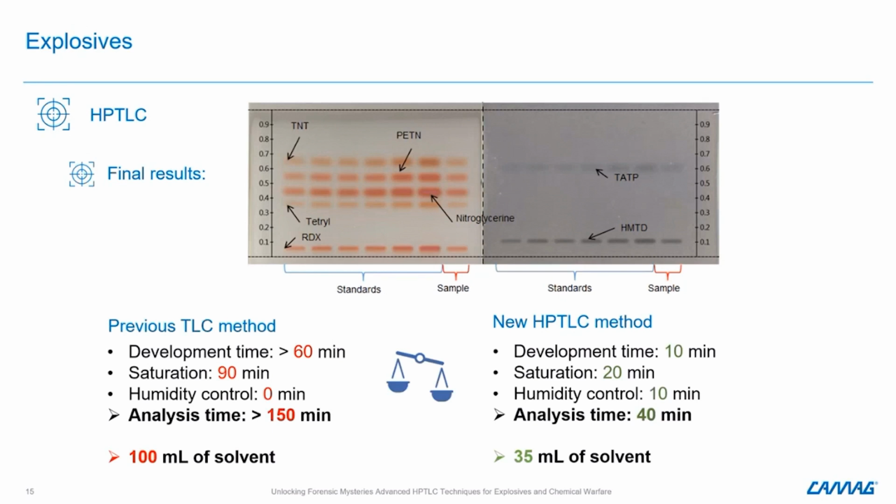the consumption of solvent and time, you see that we succeeded in decreasing the developing time from 60 minutes to 10 minutes. The saturation time was decreased from 90 to 20 minutes. For the HPTLC method, we use 10 minutes of humidity control to be sure that the method will be reproducible. So at the end, for one plate, we decreased the time from 150 minutes to 40 minutes. When you look at the solvent consumption, we had 100 milliliters of solvent with the TLC method, and now we have 35 milliliters of solvent.